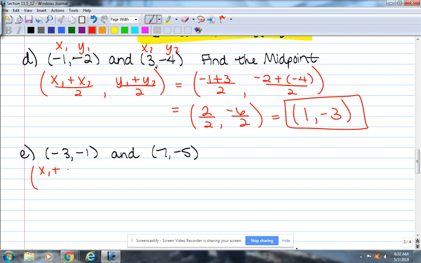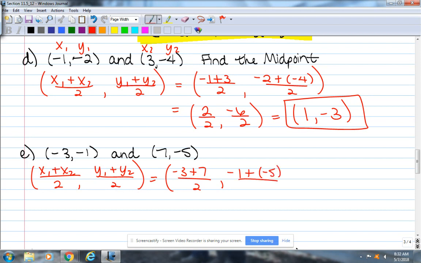So I have x1 plus x2 over 2 and y1 plus y2 over 2. All right, what's x1? Negative 3 plus what? 7 over 2, comma, what is y1? Negative 1 plus what's y2? Negative 5 over 2. Then I add the numerators. What's negative 3 plus 7?